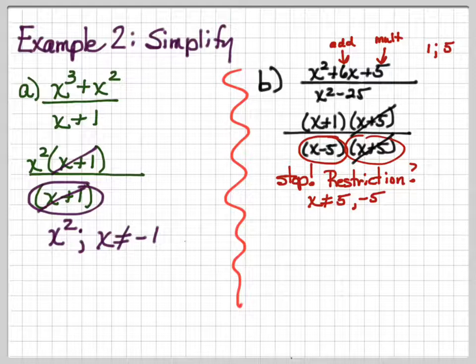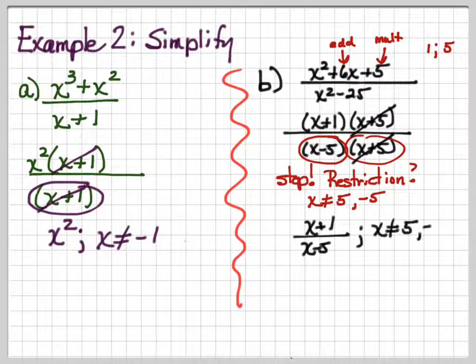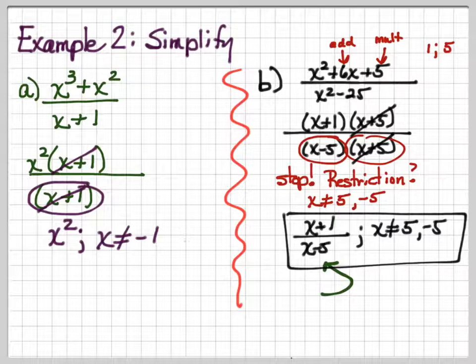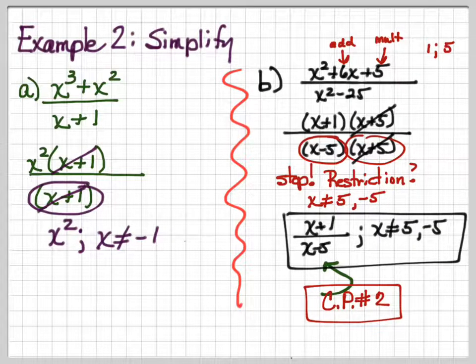Okay, now we can cancel. So my answer is x plus 1 over x minus 5, where x cannot be 5 or -5. Please notice that had I not done the restrictions before I did the cancellation, I would have missed one of the factors. I would have only thought that x cannot be equal to 5. All right, so go do your second checkpoint.